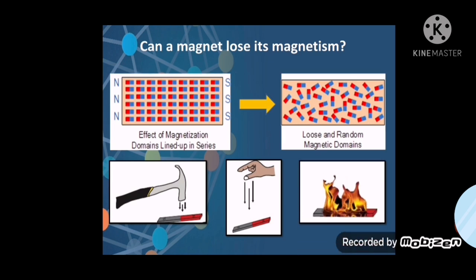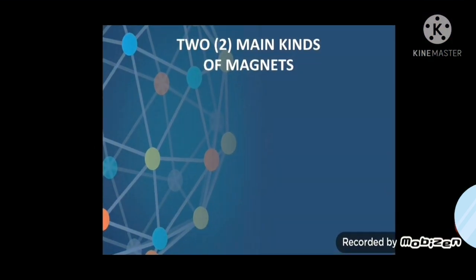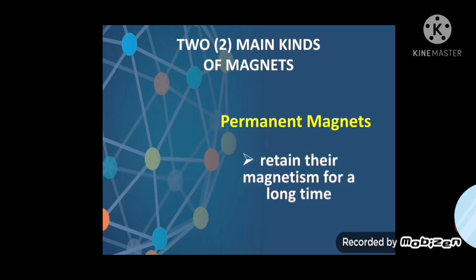There are two main kinds of magnets. Both kinds are made from a group of metals. The first one is permanent magnets. It retains its magnetism for a long time.